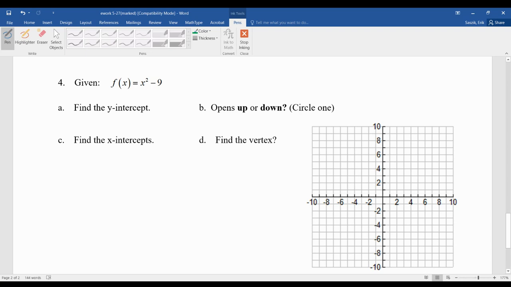Now this last one, we're going to think of this 2 different ways. We're going to think of it as standard form first. Standard form, this is A, an invisible 1, so it opens up. This is the y-intercept hanging off the back, so (0, -9). All right. Now, I'm also going to think of it as vertex form.